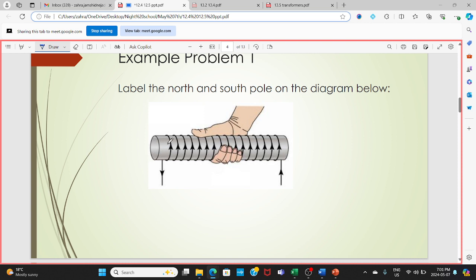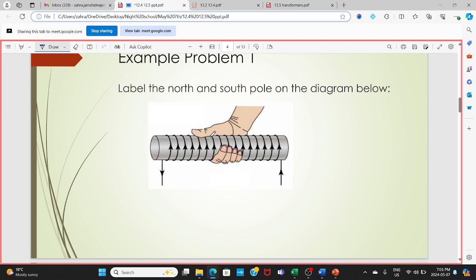Okay, here is another example. You have a solenoid winding and you put, of course, some iron medium in the middle to make this magnetic field stronger. So you need to tell me what is the north pole and south pole. So label the north and south poles on a diagram.